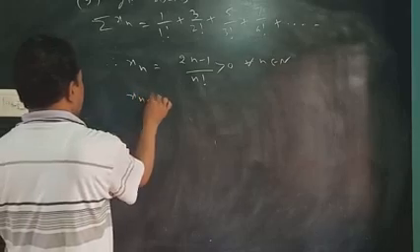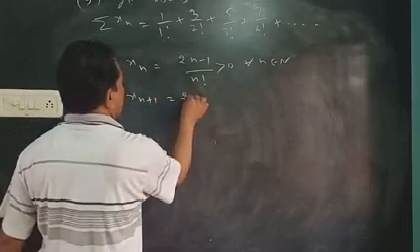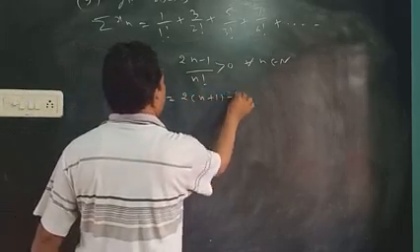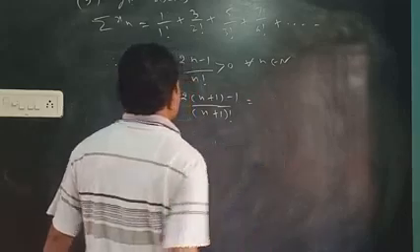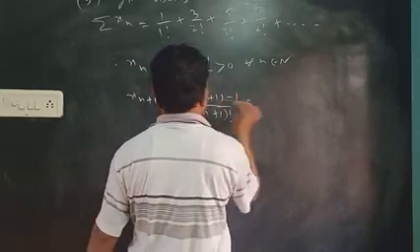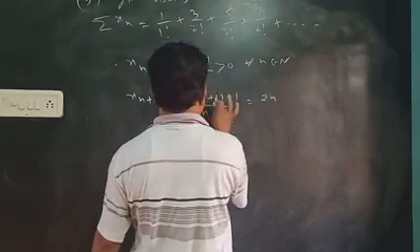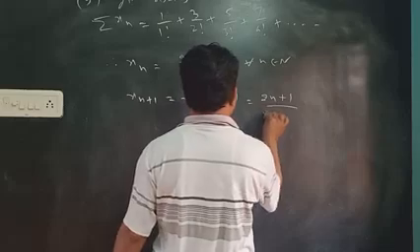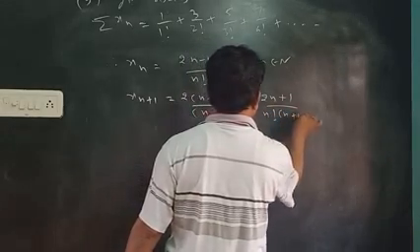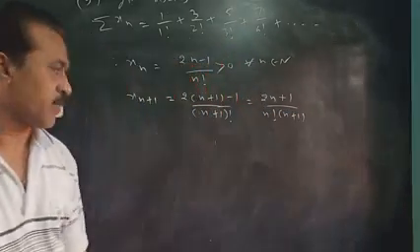Then xn plus 1: in place of n, put n plus 1. We simplify twice n plus 2 minus 1, which is 2n plus 1. And n plus 1 factorial means what? n factorial into n plus 1.